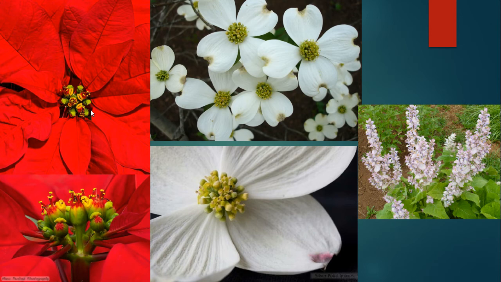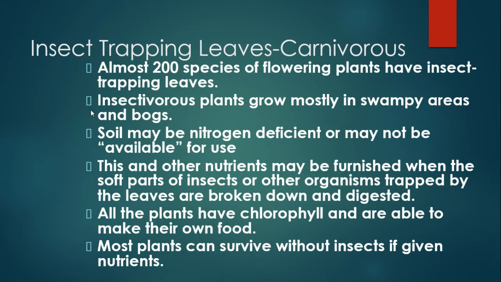So here's just some examples. And these are the most interesting ones here. These are the insect trapping leaves. These are the carnivorous plants. There's almost 200 species of flowering plants that have insect trapping leaves.